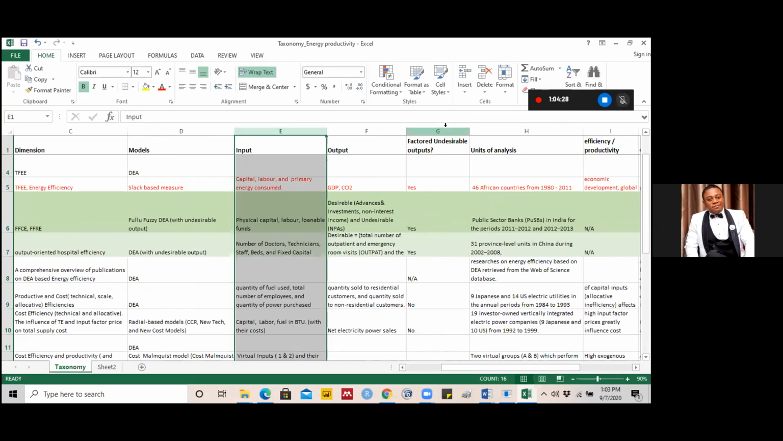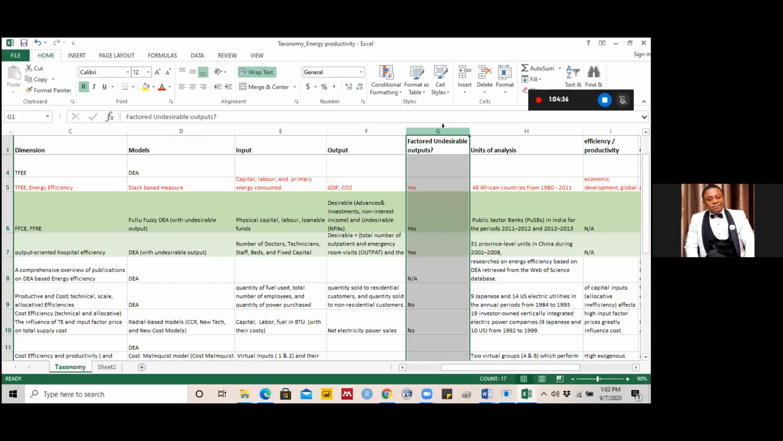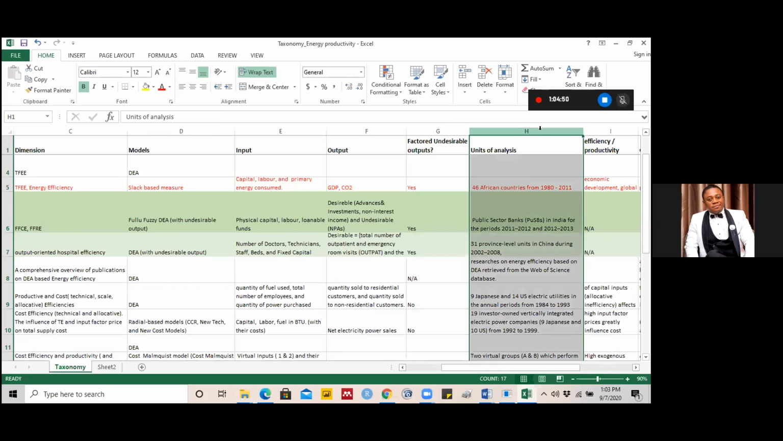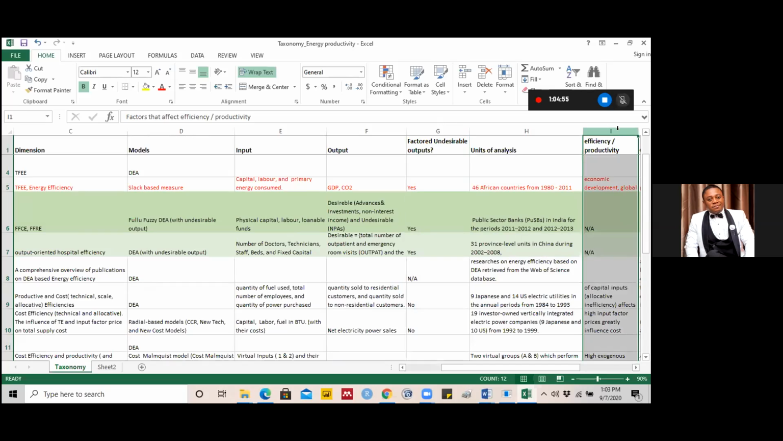So we have the inputs, we have the outputs, and then because I am also looking at undesirable outputs, I wanted to know which papers are dealing with that so that later it can help me, especially when I'm looking at my literature review and the like. And then the next one is the units of analysis. What were they looking at? Were they looking at maybe banks? Were they looking at insurers? Which period were they looking at and all that? I keep the details under the units of analysis.